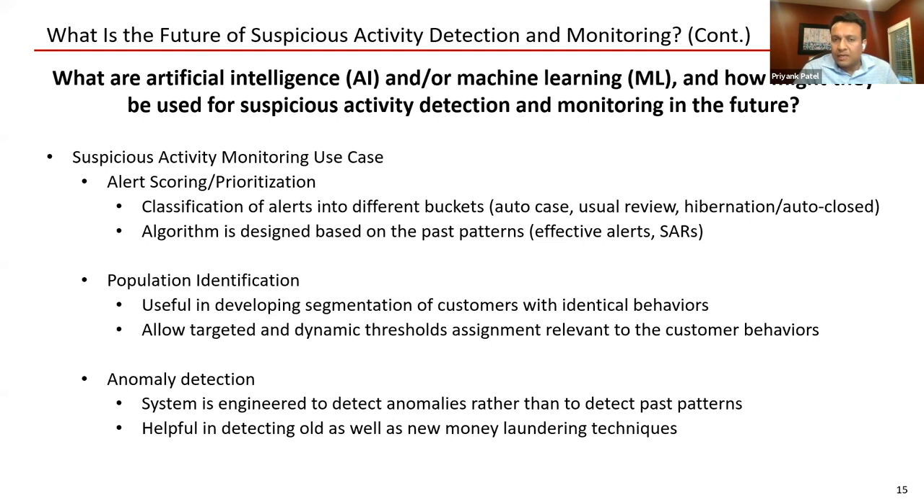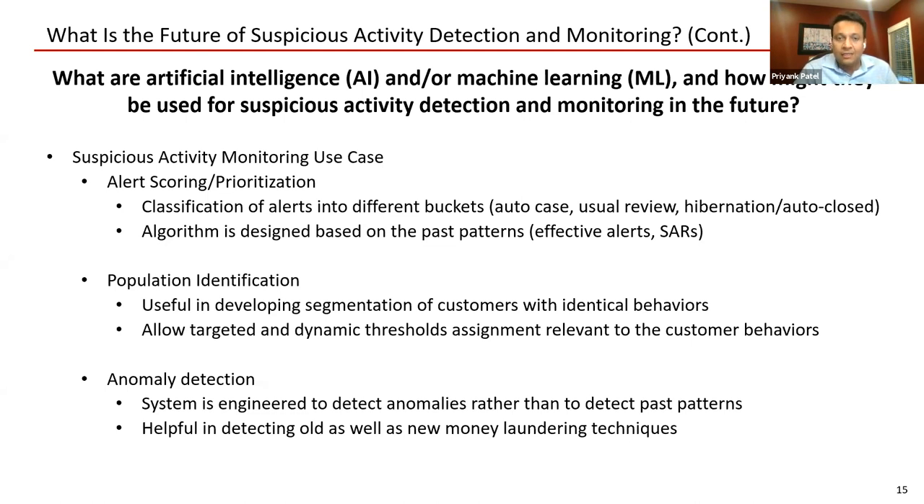The second and third are, I would say, more of unsupervised learning techniques. Population identification is one of the problems in our space because we don't know the peer grouping or segmentation of our customers, right? And that is the most common problem, because if we know which customers behave similarly, it becomes much easier to identify the right threshold for them, and then you can easily identify what the outlier activity would be. But that's the biggest problem.